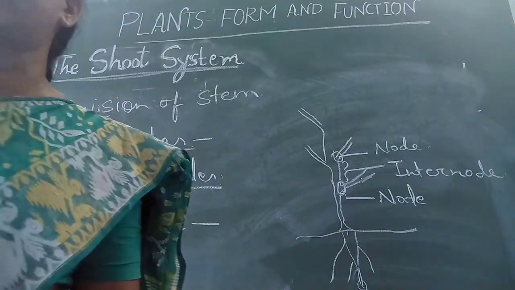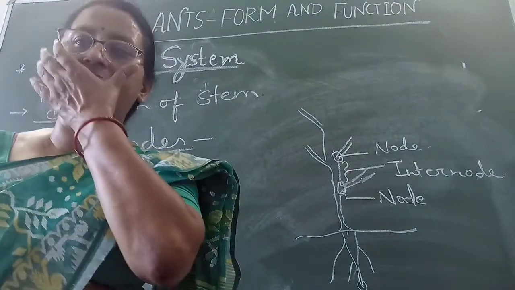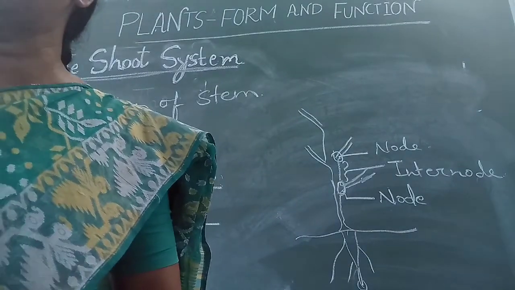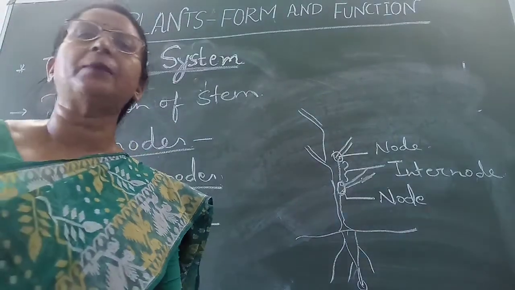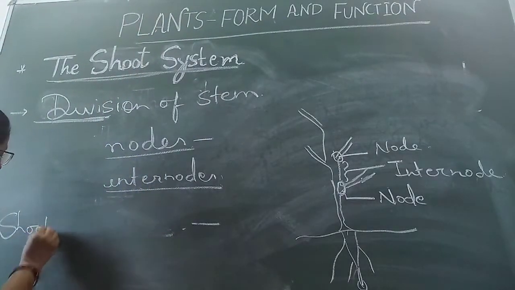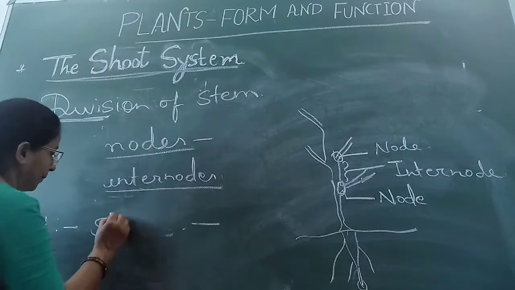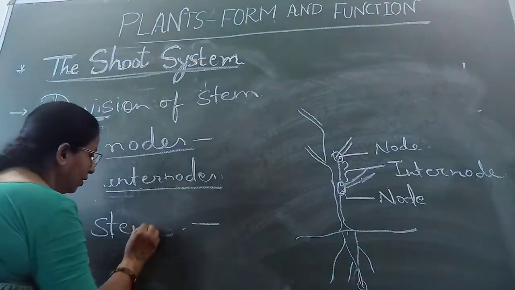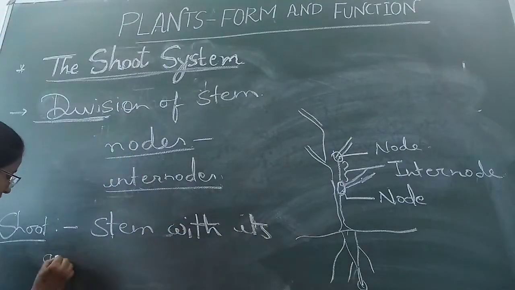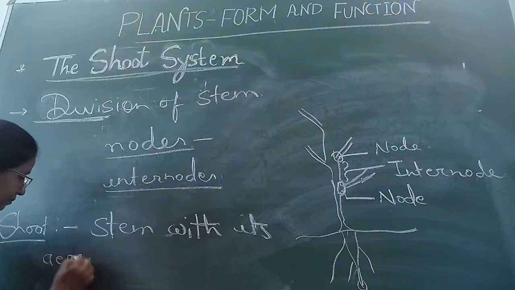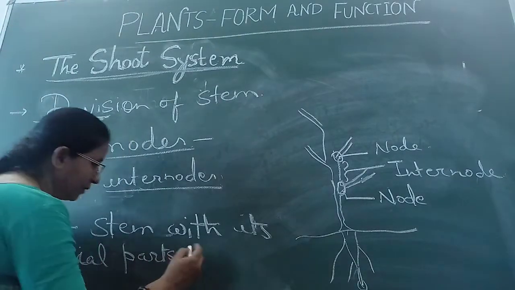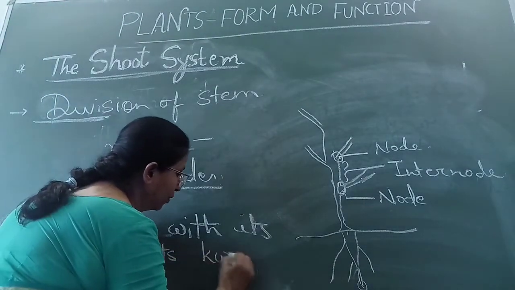Now come to the shoot. Shoot is that part of the stem which is aerial. That means the stem with leaves and other aerial parts is called shoot. Now its definition can be written as: stem with its aerial parts is known as shoot.